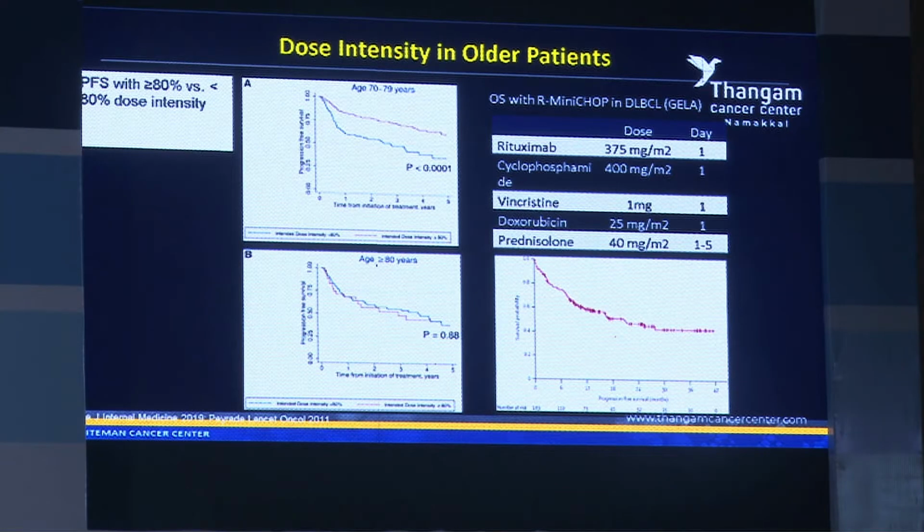Dose intensity in older patients: when you decrease the dose to less than 80%, if you were aged 70 to 79, you had a significant difference in survival. Above 80, it doesn't matter whether you decrease the dose or whether an adequate dose was given. On the right side, we have our mini-CHOP, the GELA study in DLBCL. This is a reduced dose of cyclophosphamide, vincristine and prednisolone, which showed response rates and survival of around 60%.